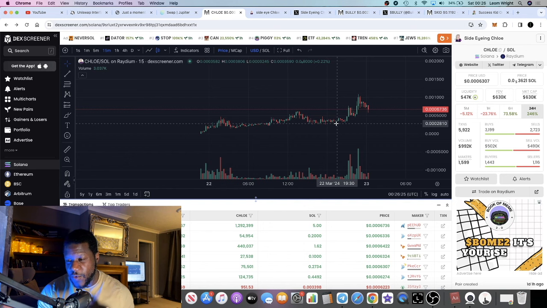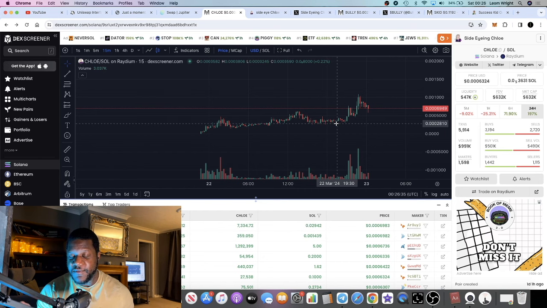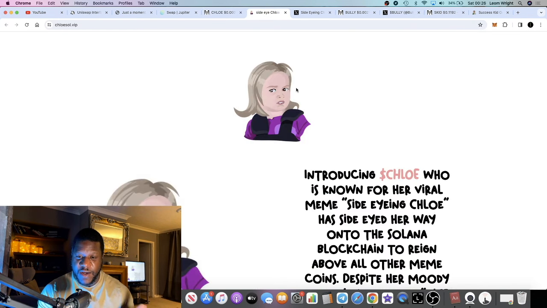Like, is this going to do well? When people create an original meme coin with an original type of artwork, for example. But something like this, with Side-Eyeing Chloe, is an already existing meme that's now been brought to the blockchain. And what is the potential for the upside in this?